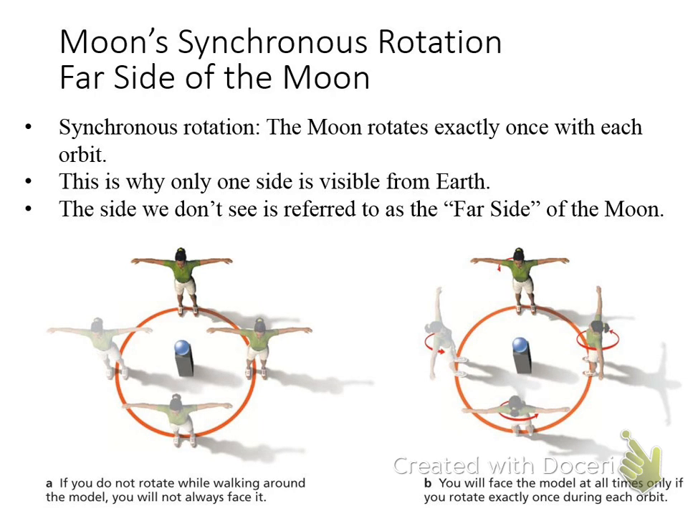So what you see here is no rotation. Here's what that looks like. I'm the moon, I'm going to orbit the Earth, I'm not going to rotate. So I'm just going to go like this. I'm not going to rotate. That's kind of what that figure's showing you. Over here, on the right, this is synchronous rotation.